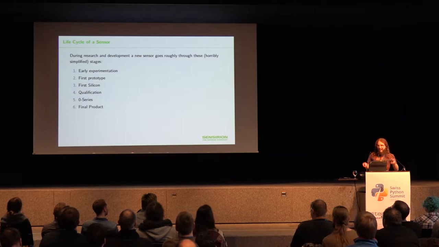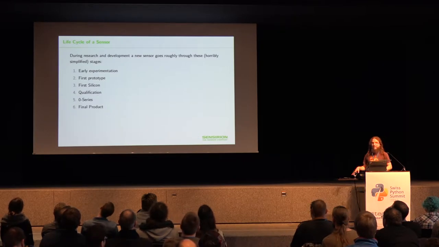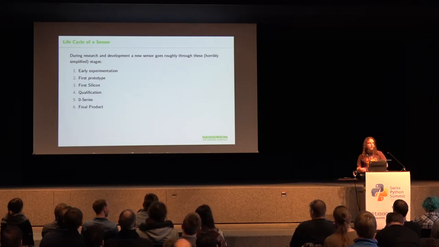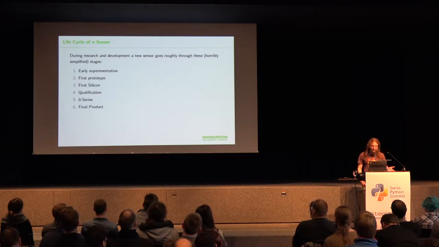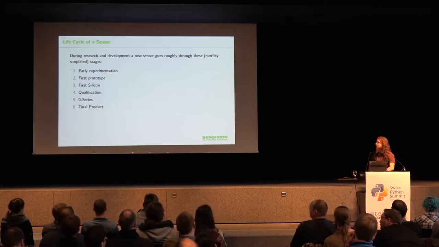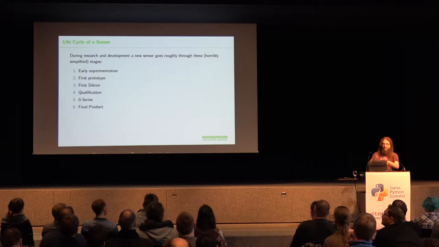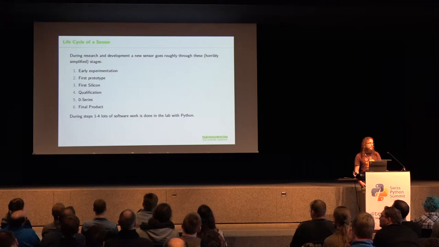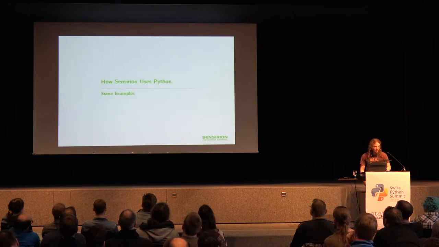This is a really short and horribly simplified life cycle of when we develop a new sensor. There's some early experimentation, then you have some prototype, you order the first silicon, you get the first wafer, need to qualify and test it, maybe you arrive at the first production-ready thing, and then you have the final product. It's horribly simplified, and it's overlapping, but you get the picture. During steps 1 to 4, we actually do nothing in C#, but all in the lab with mostly Python. So I'll show you a few examples.